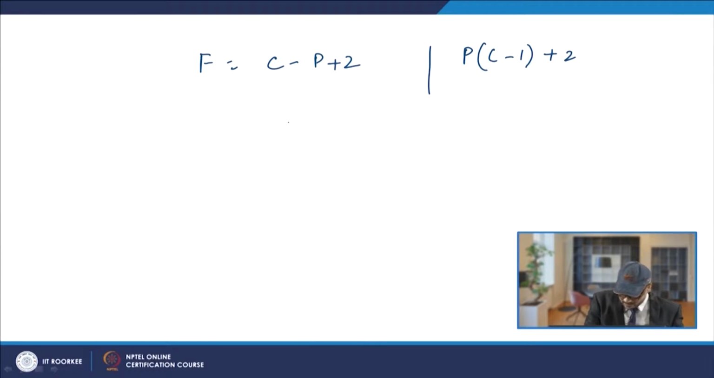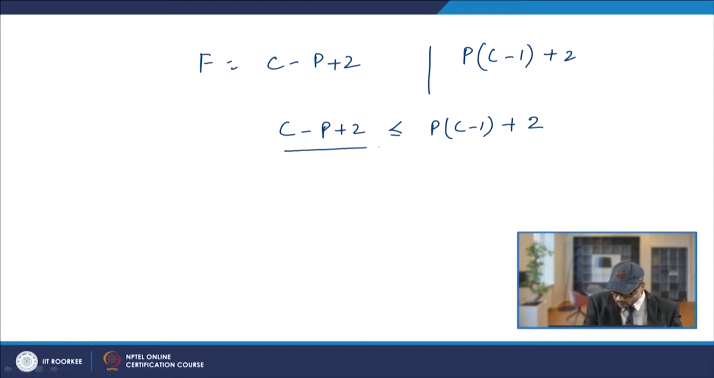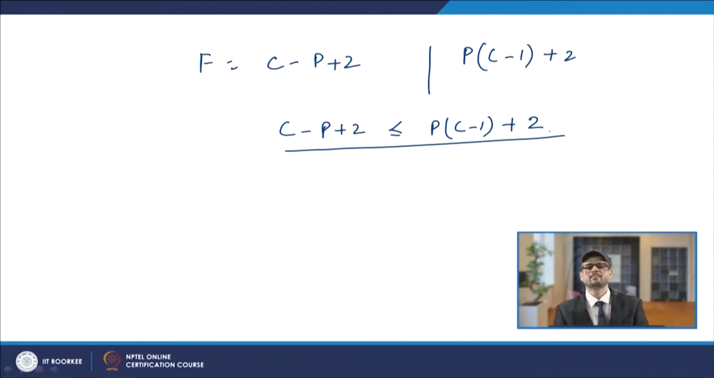So, basically C minus p plus 2 cannot be more than p into C minus 1 plus 2. What we can make out from this is that if there is only one phase present, that is p equal to 1, then the degree of freedom is equal to the total variables. In that case the degree of freedom will be C minus 1 plus C plus 1, and the total variables with p as 1 will be C minus 1 plus 2, so C plus 1.